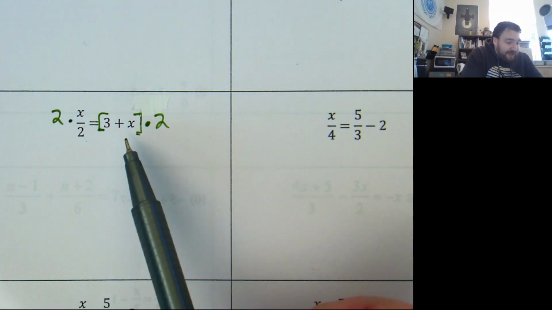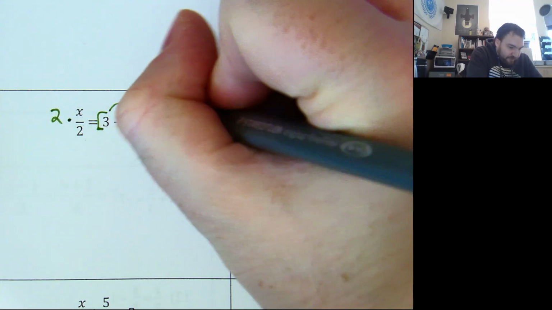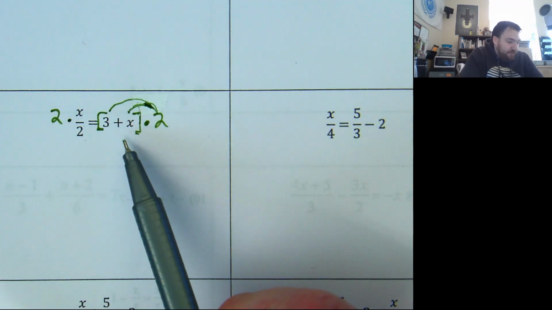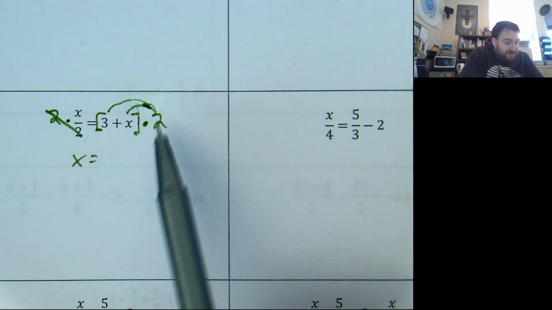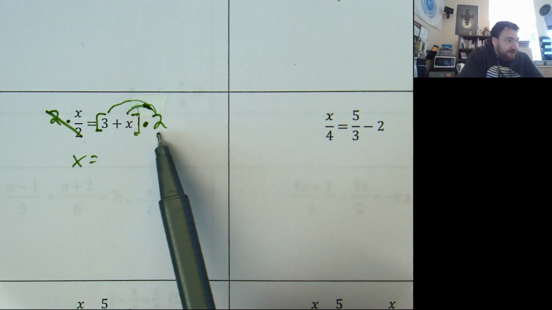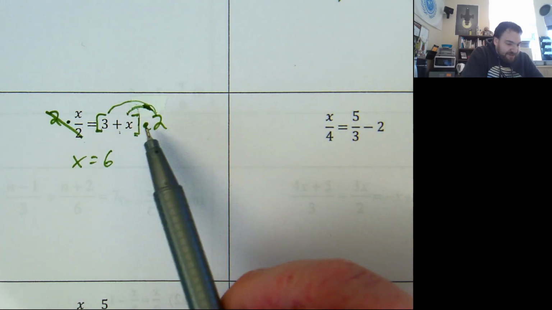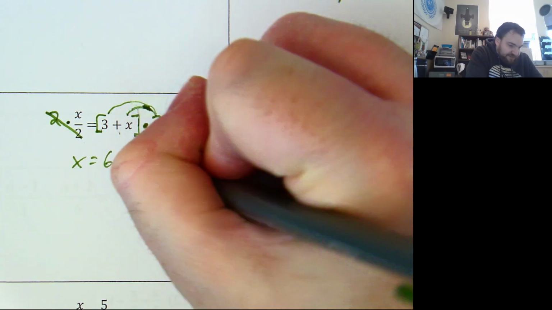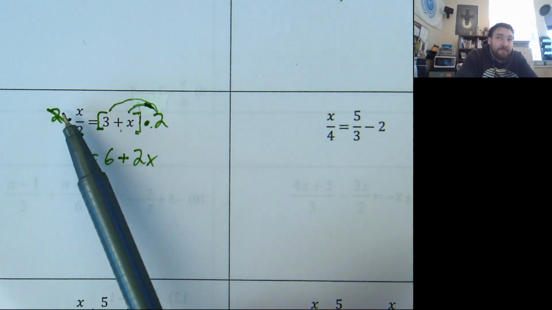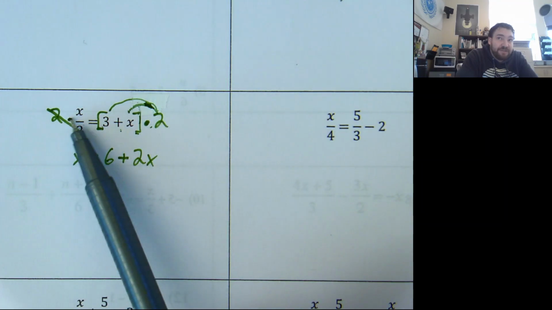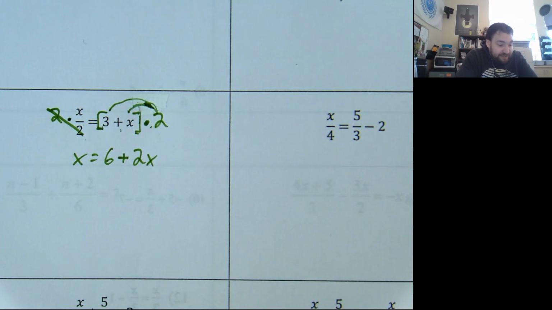And so what's going to end up happening here is both of these terms are going to get multiplied by 2. On the left-hand side, these 2's are going to cancel, leaving us with just x. On this side, both of these terms get multiplied by 2. So 3 times 2 is 6, and positive x times 2 is positive 2x. Every term on the other side gets multiplied by the 2 that we used to get rid of this. And now this becomes a question that we can do relatively easily.